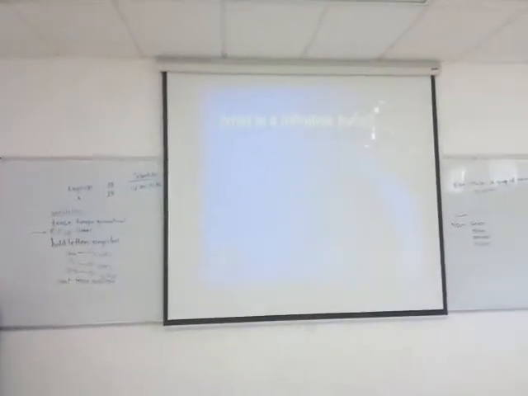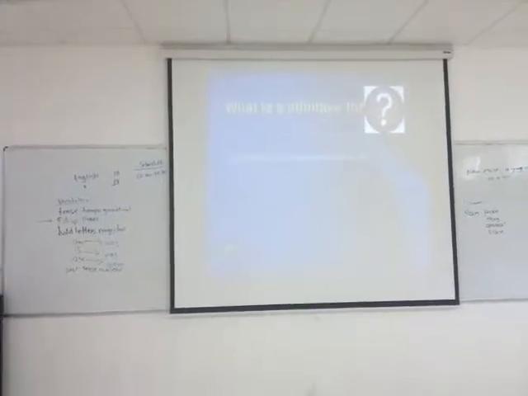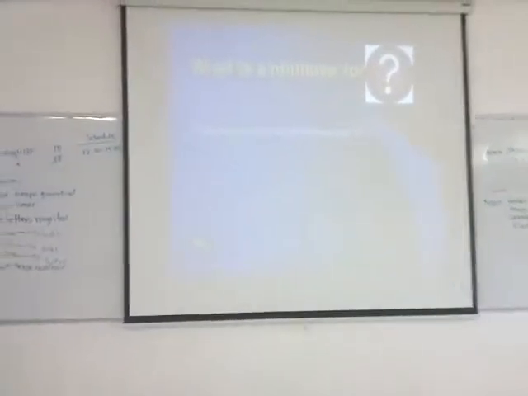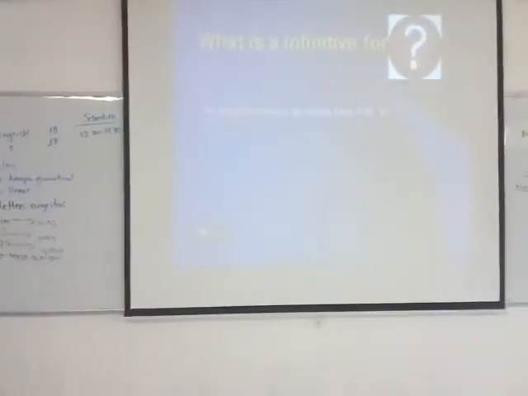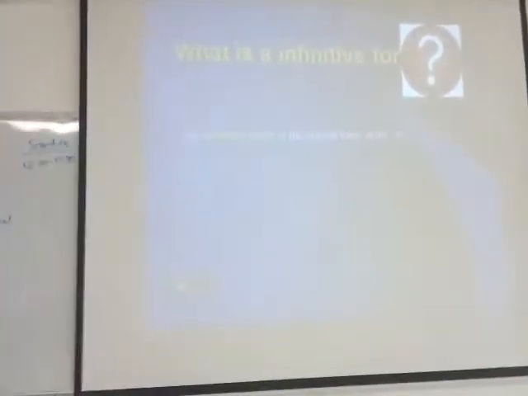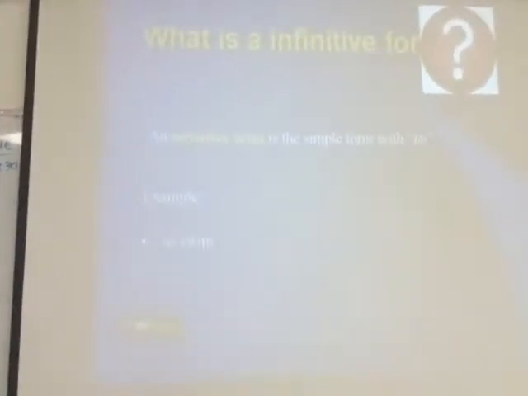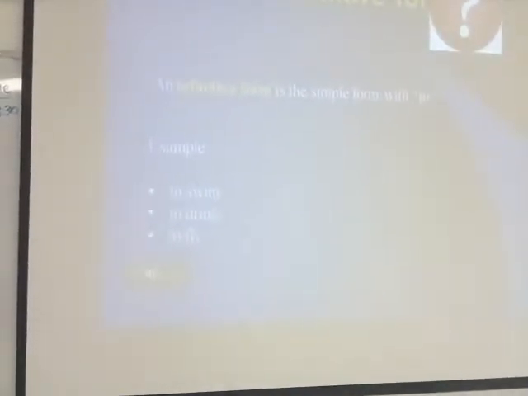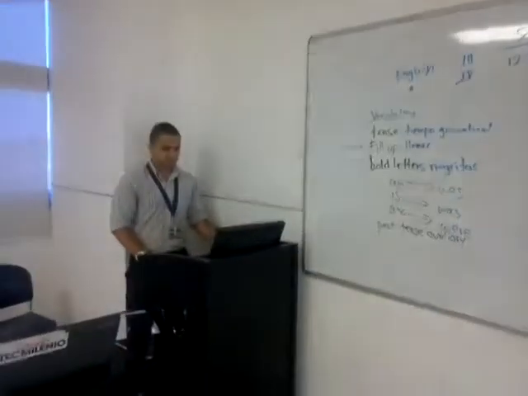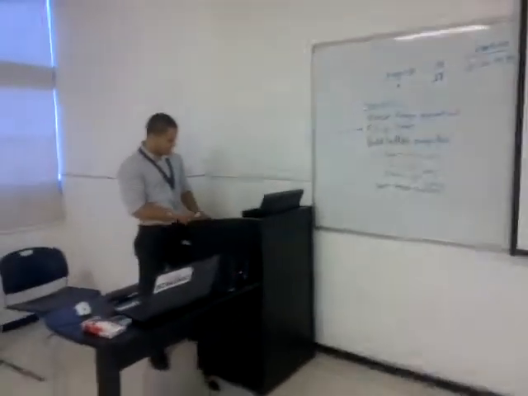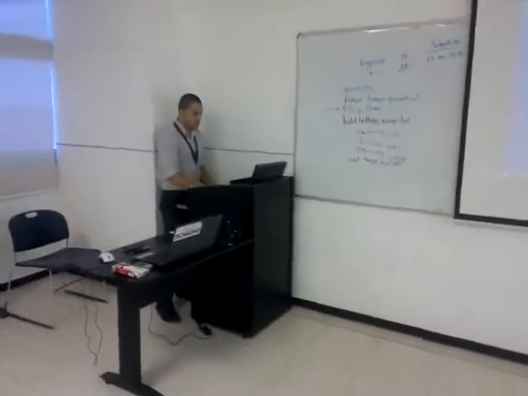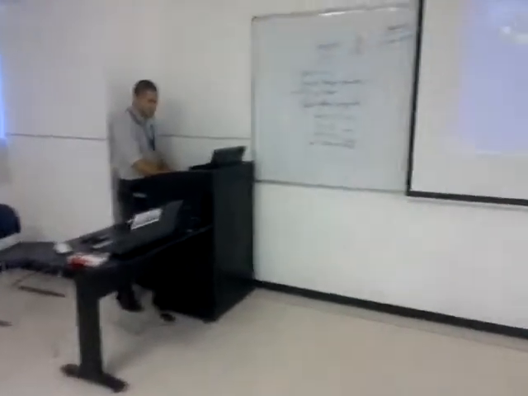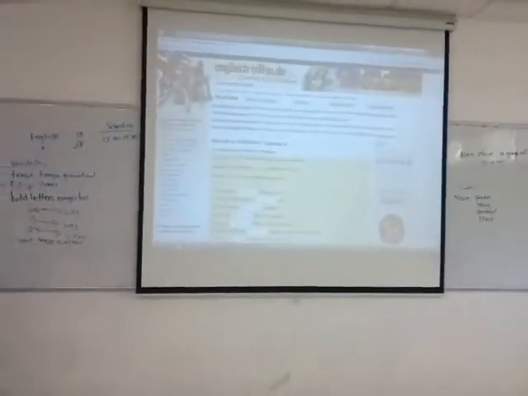Now, what's an infinitive form? Okay, Kevin, please. Infinitive form is a simple form with to. For example, swim, drink, fly. And that's it. Now, let's watch a little video, guys. Let's watch a video on gerund forms, and let's see what it talks about.